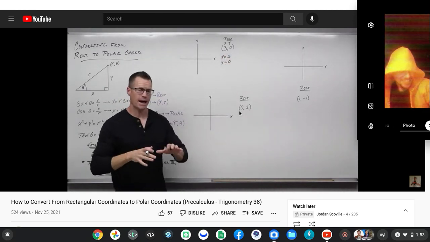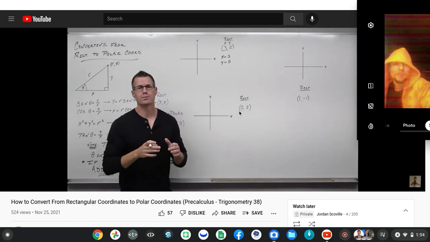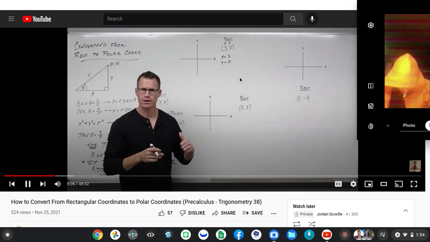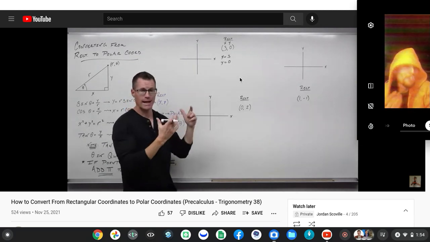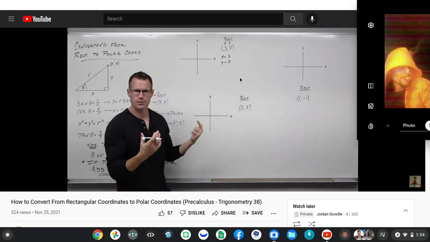After we identify what x and y are, we plot our point. So x being 3 and y equals 0, because we have this rectangular coordinate system, we're going to plot the point at 3, 0.